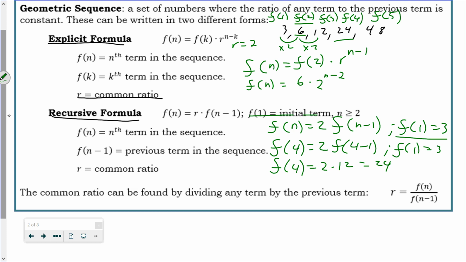Now if you're asked for the recursive formula, and we're going to see some examples where we work it out, yeah, you will get points off for not putting f of 1 equals 3, because the recursive formula depends on where it starts. If you don't know where it starts, you don't really have a recursive formula. Does that make sense? Right?